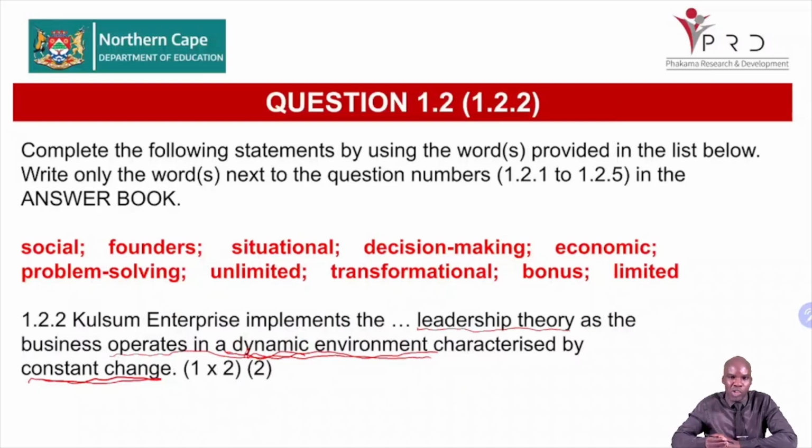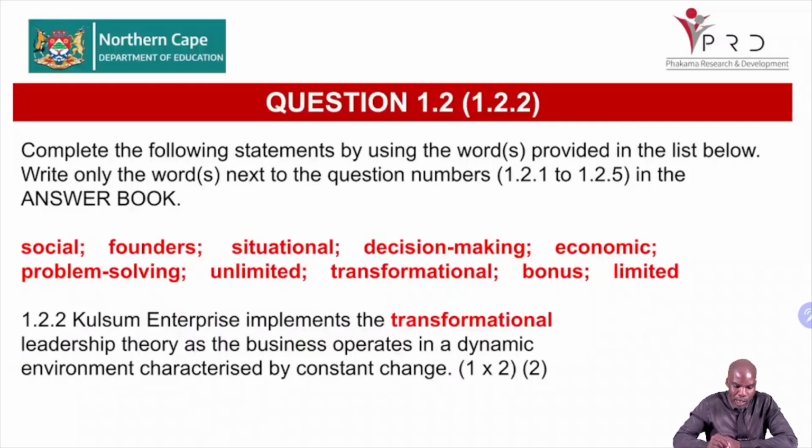Yes, let's check the response, grade 12s. So Coolsum Enterprise implements the transformational leadership theory. Transformational leadership theory. You need to remember the different types of leadership theories for you to be able to answer such a question as this satisfactorily or correctly. All right, so let's remind ourselves of what transformational leadership is all about. Transformational leadership is a leadership style that inspires and motivates individuals to achieve a shared vision. Okay, there are key characteristics to this type of leadership.